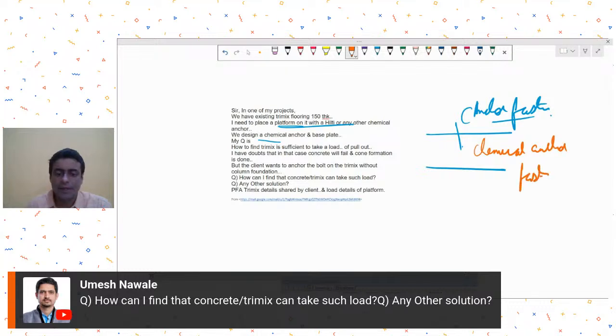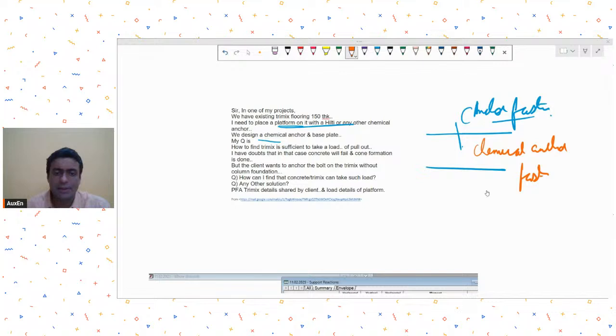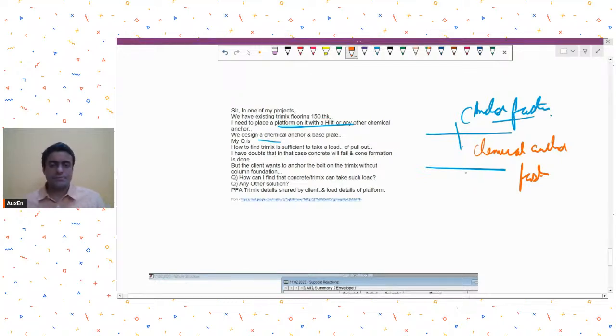That's where companies like Hilti come in, and which are the other companies? I'm not able to recall. Hilti has such a large market presence that I'm not able to recall these other chemical anchor companies. Anyway, so his question is how to find out whether the premix is sufficient to take this load or pull out.